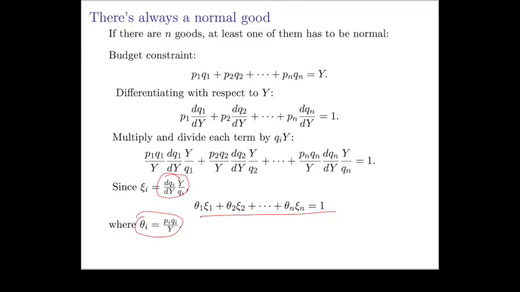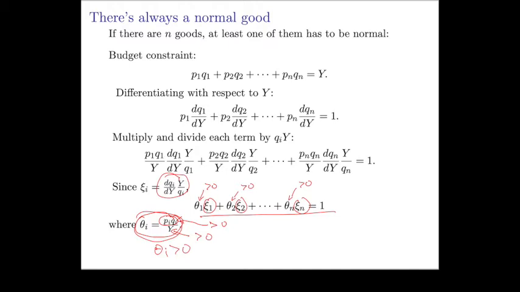One important thing to note: this can never be a negative number. This is always a positive number. Income is always positive, price is positive, quantity is positive, so this thing is positive. Therefore, theta i is positive. So we have all positive numbers: theta 1, theta 2, all the way through theta n. And we're multiplying income elasticities by positive numbers and adding them together.